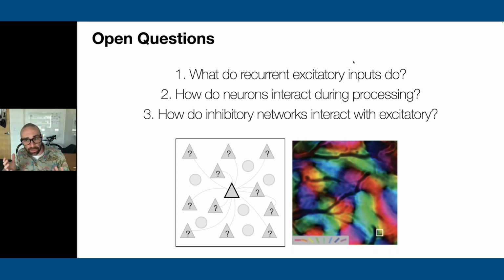Also, by measuring the inputs of cells on cells, you don't really know how neurons interact because you're just seeing this postsynaptic effect on the cell. So another thing that we'd like to know is how neurons act during sensory processing. And then a really big missing piece of this whole puzzle is that there are also inhibitory neurons.